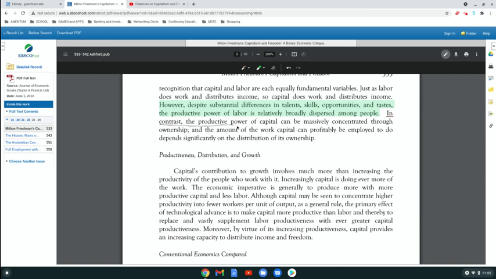In contrast, the productive power of capital can be massively concentrated through ownership. Let me go back with the highlight. My penmanship with the mouse is weird. I'll go with brown. And the amount of the work capital can profitably be employed to do depends significantly on the distribution of its ownership.